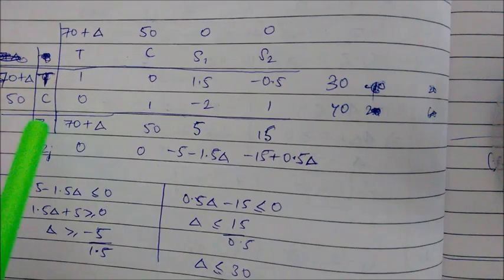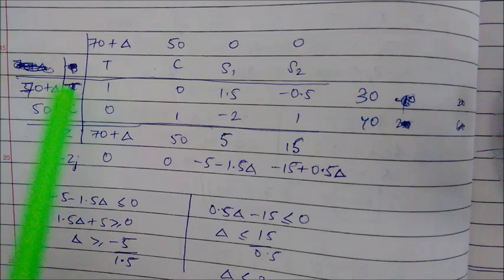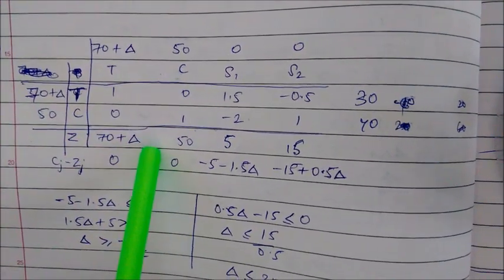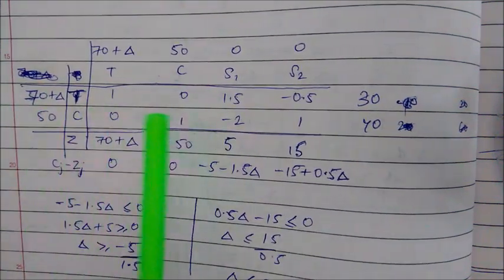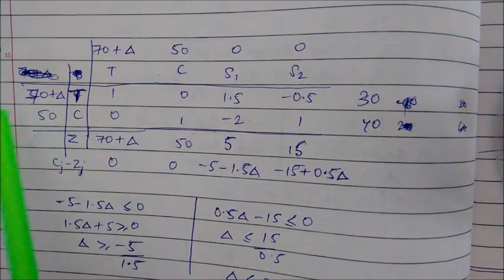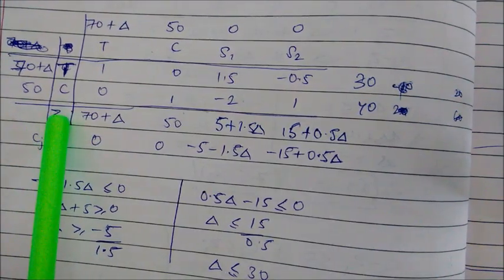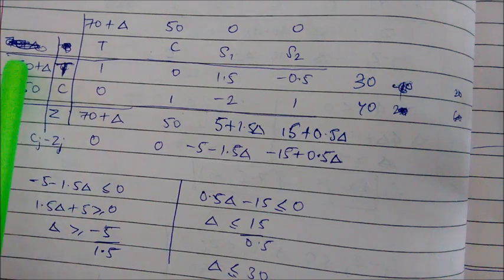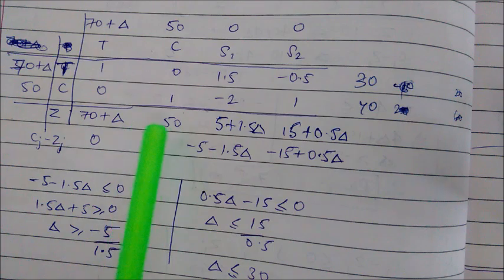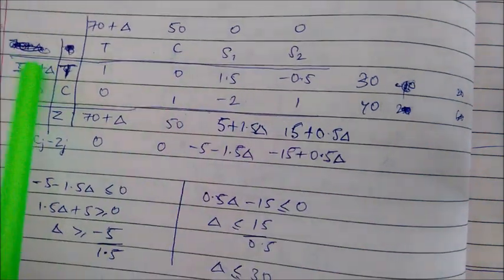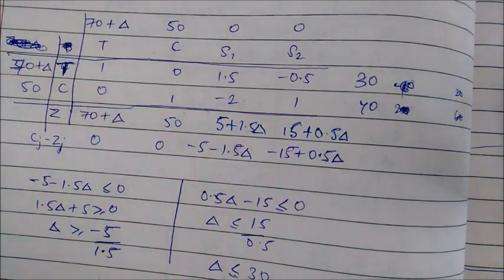Now calculating Z after adding delta will be 70 plus delta into 1, which is 70 plus delta. There will be no effect of delta in this one, because 70 plus delta into 0 is 0, plus 50 into 1 will be 50. Similarly, we'll calculate the new values of Z using 70 plus delta into 1, then 70 plus delta into 0 plus 50 into 1 will be 50. Similarly for the other columns, multiplying and adding will amount to these values. So we have our Z values.